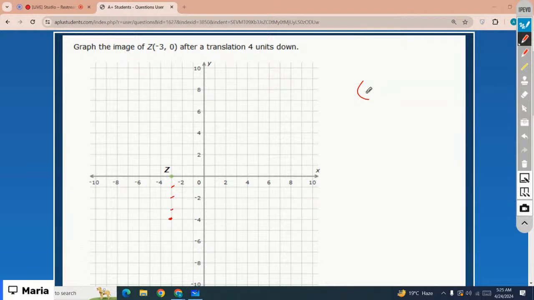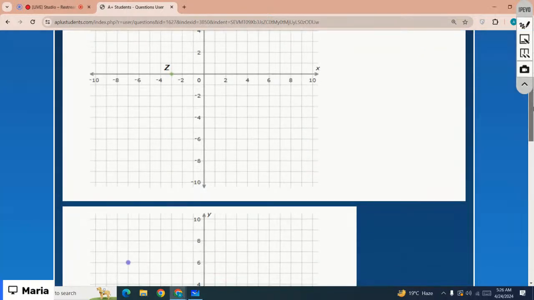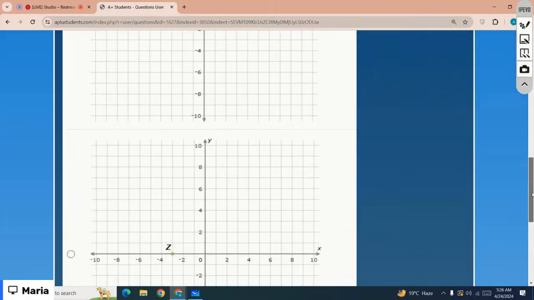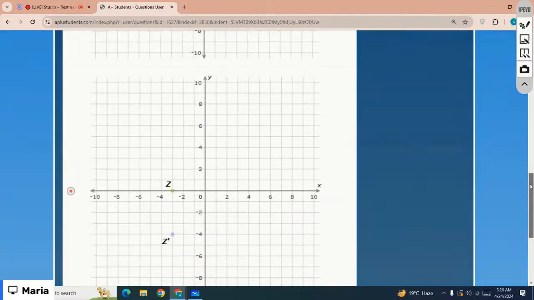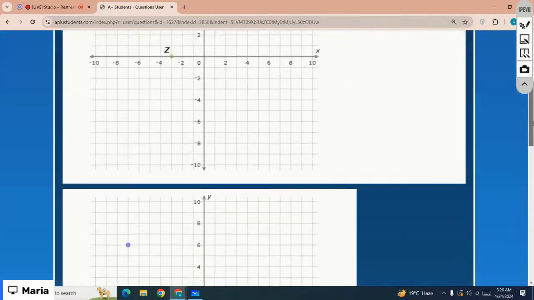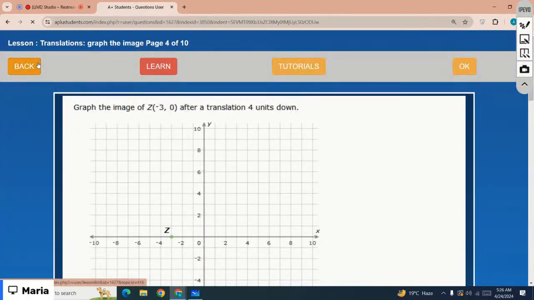-3 and -4. These are the new coordinates. Got it? The correct option is -3 and -4. The second one is the correct option. Got it? Okay, you can complete the lesson by yourself later today.